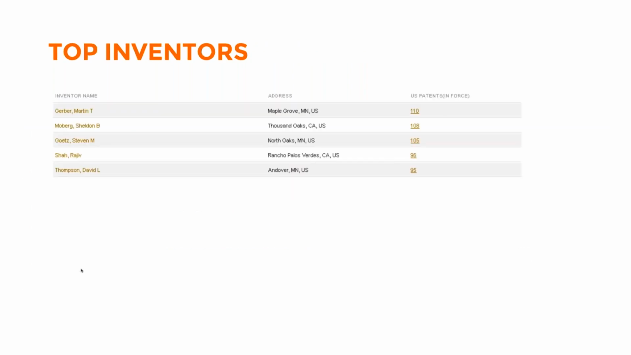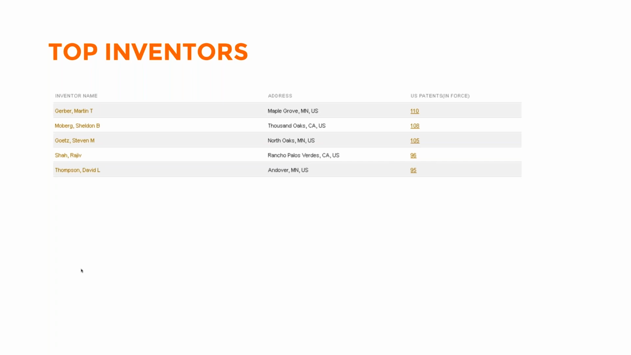Another direct pivot: top inventors. So here's a set of Medtronic inventors. You can see that they're quite prolific in their invention counts and numbers. You can see that because of the headquarters in Minnesota and also in California, where the Neurostim group is, you've got a high concentration of inventors.